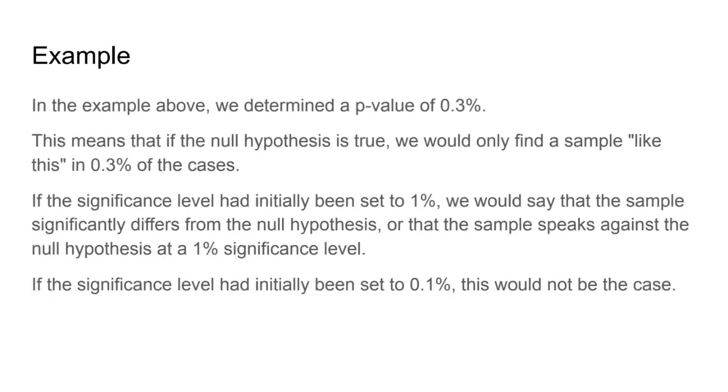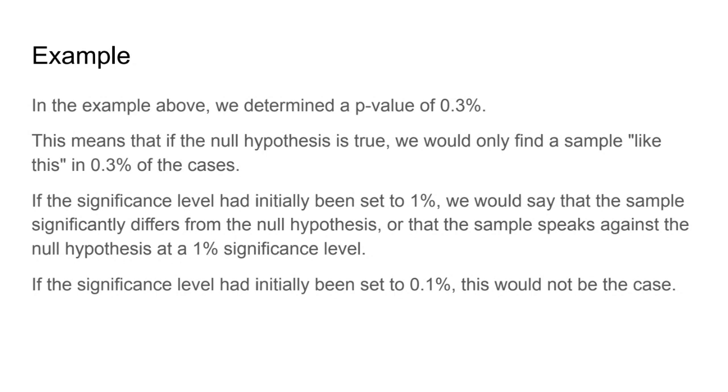Now, in the example which we just looked at, we determined a p-value of 0.3%. So this means that if the null hypothesis was true, then we would only find a sample like the one we found, with the meaning which I specified before, in 0.3% of the cases. So here we could say, if the null hypothesis was indeed true, the sample we found was quite surprising. This is not a sample we expect to find if the null hypothesis is true.